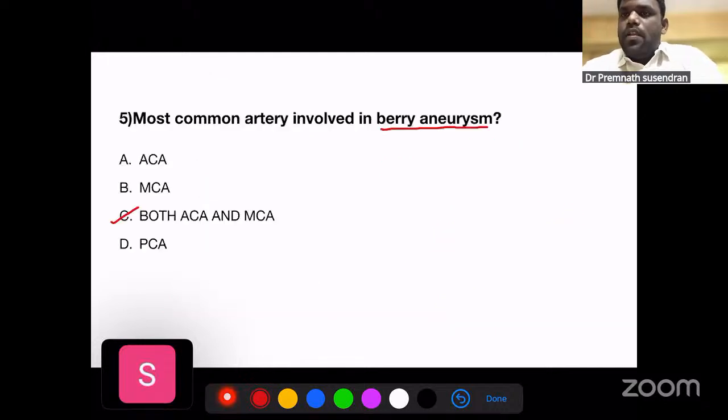So the most common artery involved in the aneurysm: this is a direct question from the Bailey. It's not ACA alone, not MCA separately. It contains both MCA and ACA. And the PCA is also not a good answer. So the correct answer is between ACA and MCA, the anterior cerebral artery and the middle cerebral artery.